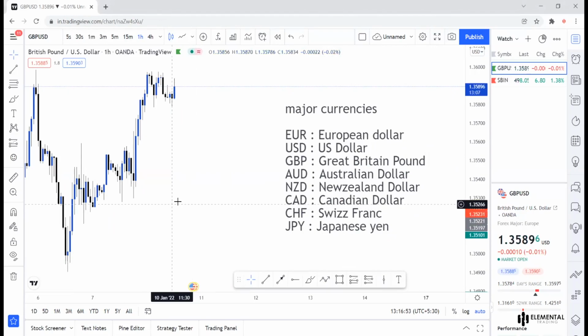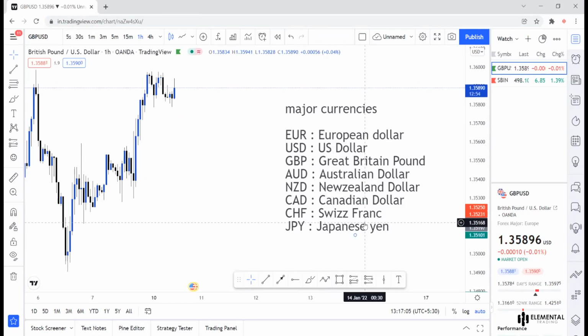And next, NZD, New Zealand dollar, which is also sometimes called the Kiwi dollar. And CAD, Canadian dollar, CHF, Swiss franc, which is the currency of Switzerland, and JPY, Japanese yen. So these are the major currencies of Forex.